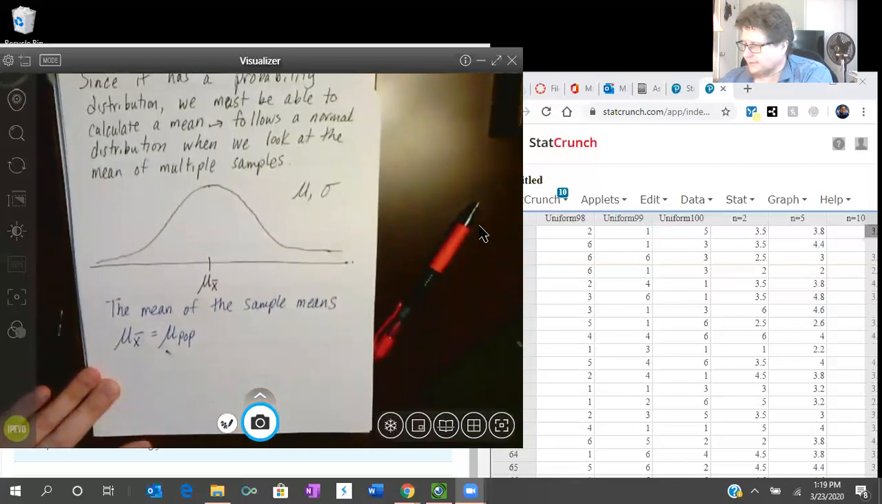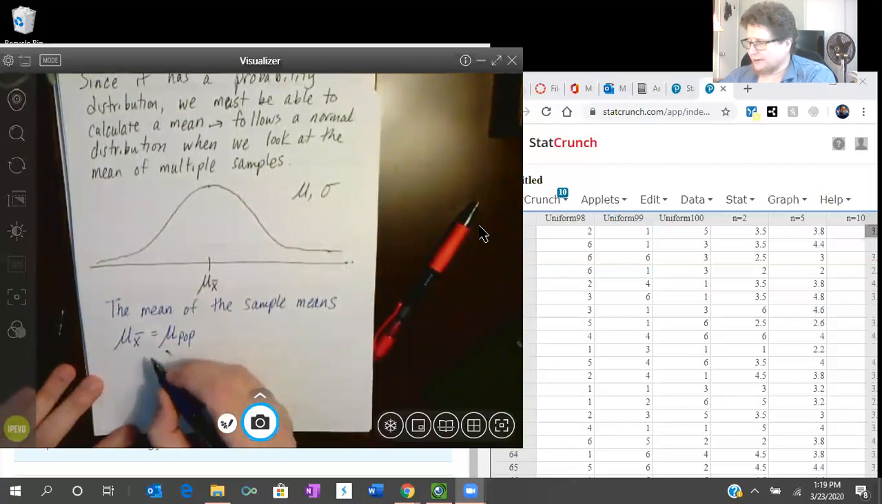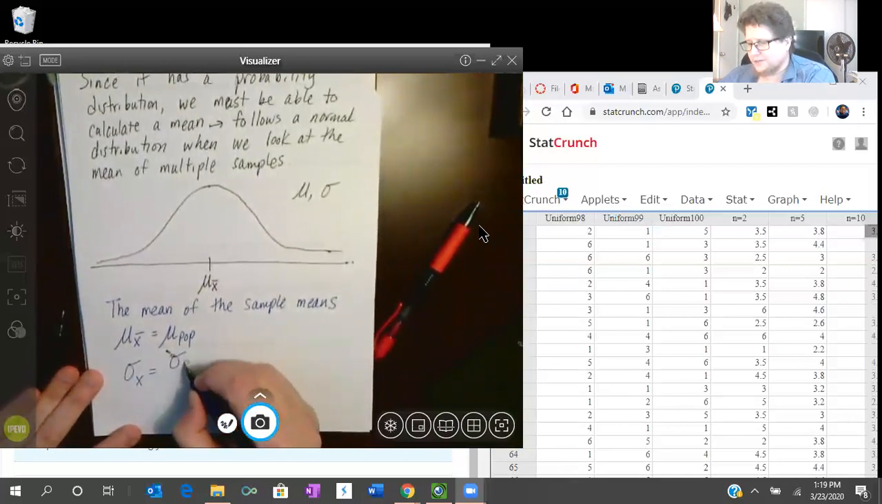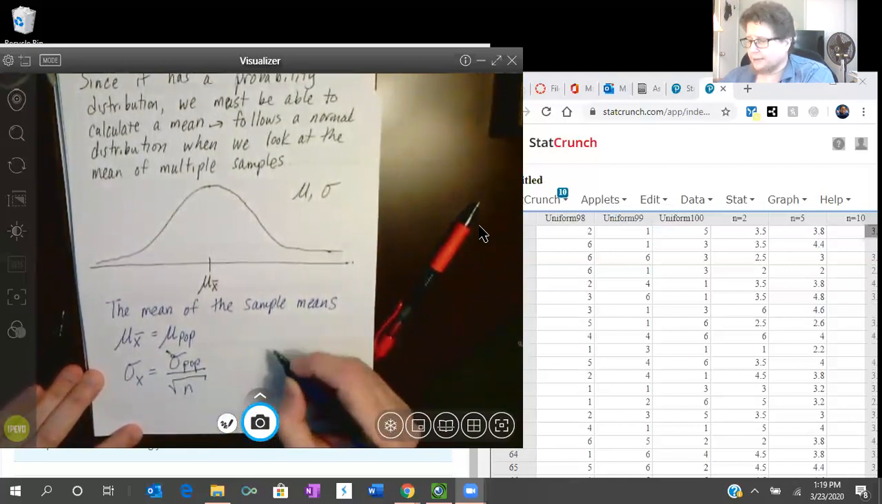And if we want to find sigma x, it's very close. The standard deviation is related to the standard deviation of the population, but we have to divide by the square root of n, where n is our sample size.